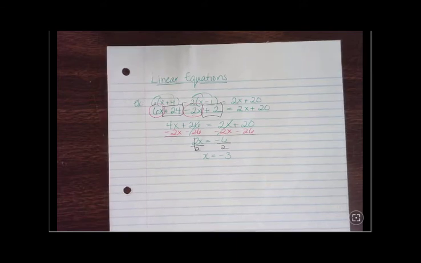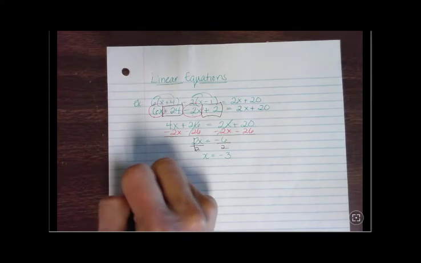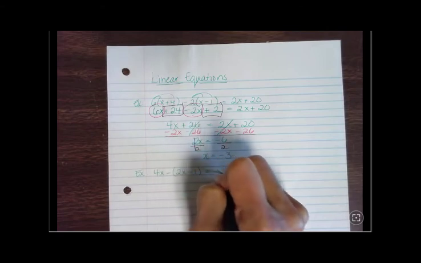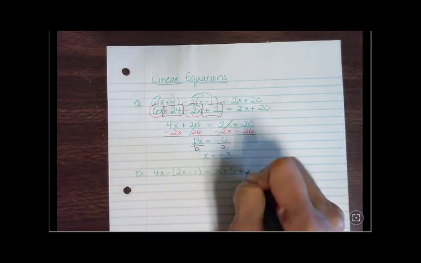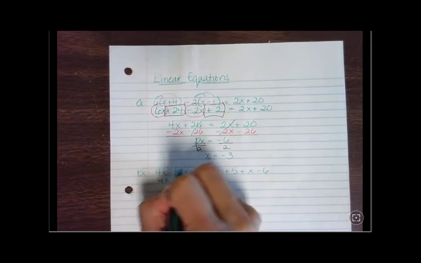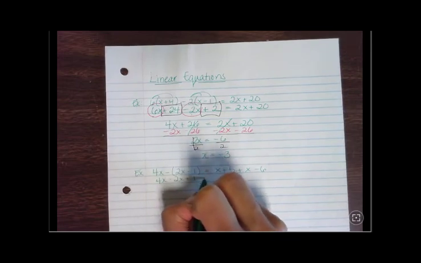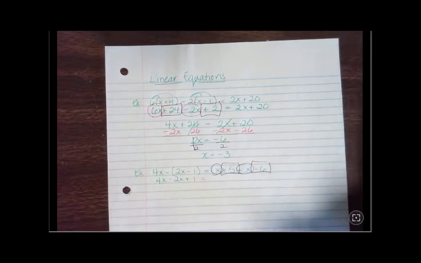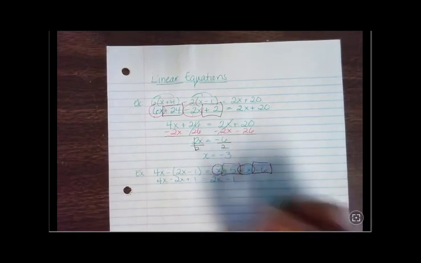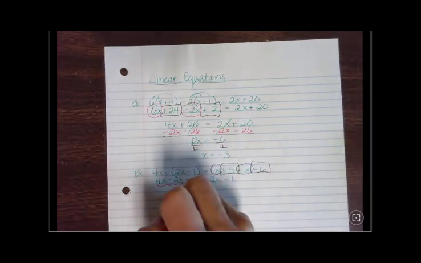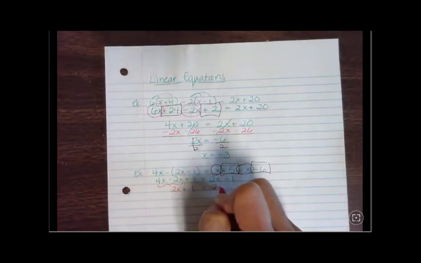The second example that I'd like to talk about is 4x minus the quantity 2x minus 1 is equal to x plus 5 plus x minus 6. So again, we'll go through the same process of using the distributive property, combining like terms, and then I'm going to go ahead and combine these two here. So I have a 2x plus 1 is equal to 2x minus 1.